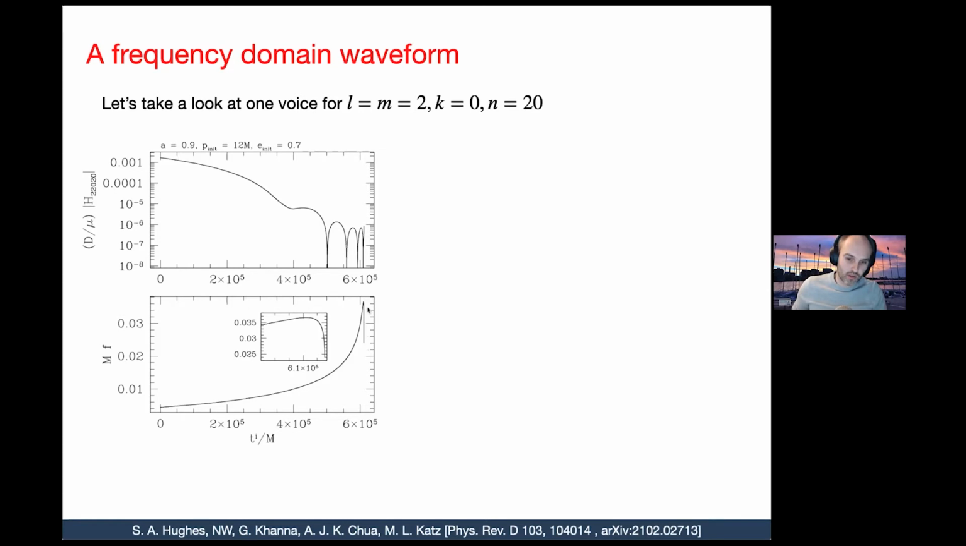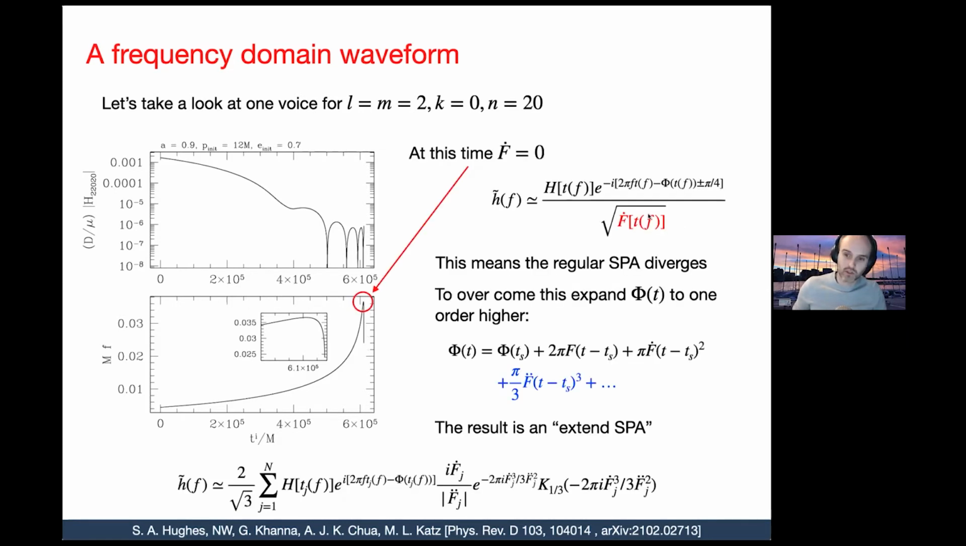This actually causes a problem, particularly this turnover in the frequency, for the stationary phase approximation, because as you saw in the formula before, you have a derivative with respect to the frequency in the denominator of that equation.